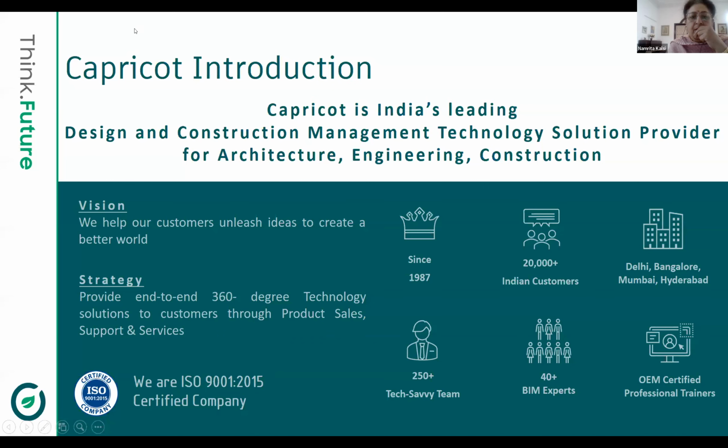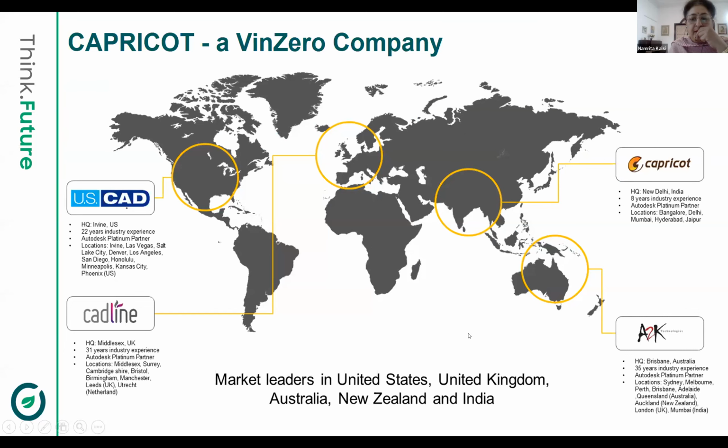Now, what is Win Zero? Before going to that, let's understand that Capricorn is India's leading design and construction management technology and solution provider for architecture, engineering, and construction. Their vision is to help customers unleash ideas to create a better world, with an end-to-end strategy, 360-degree technology solutions to customers through product sales. They have 20,000 plus customers and more than 250-300 staff. At present, they are standing at the threshold of Win Zero, which is basically a partnership between US CAD, CADline, Capricorn, and A2K organization in Australia, which are going to leverage Win Zero technologies.